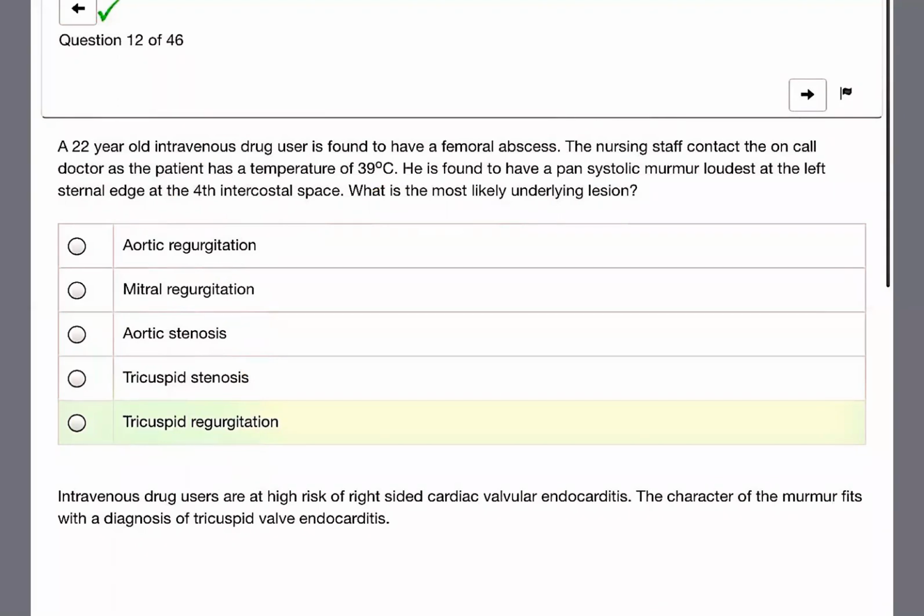Okay, exactly, Dr. Muhammad. He says drug addiction is related to tricuspid as well.